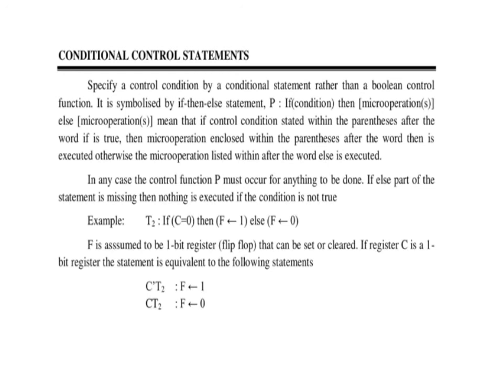So this is an example. In this case, the control function P must occur for anything to be done. And if the else part of the statement is missing, then nothing will be executed if the condition is not true. Another example is T2, the control function. Then if C equals 0, 1 is moved to the F register, otherwise 0 is moved to the F register. Here F is assumed to be a 1-bit register that can be set or cleared. Then if register C is a 1-bit register, the statement is equivalent to the following statements also.